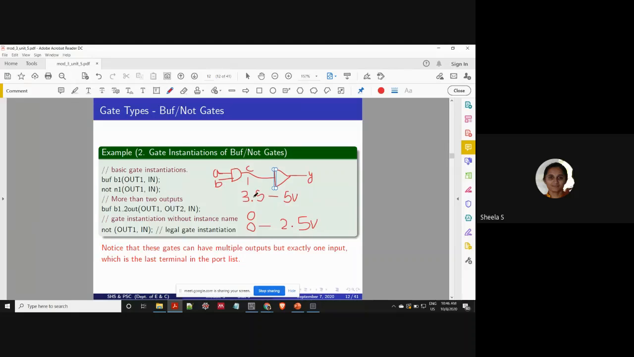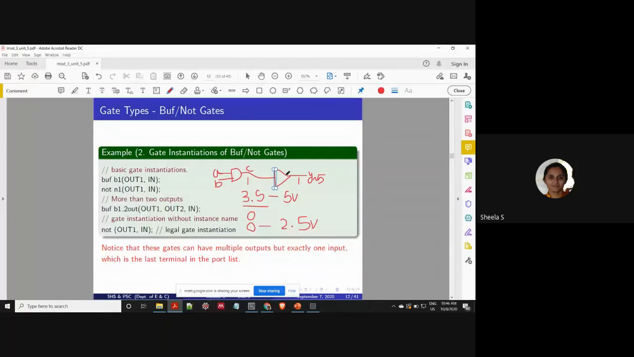In that case, if the value of C, or the voltage at port C, is around 3.5 volts, then it is read as logic 1, but the output Y will have a voltage of approximately 5 volts. So the strength of the signal from 3.5 volts to 5 volts is enhanced. The output is still equal to 1 only. Input is 1, output is 1, but the strength of the signal is increased.